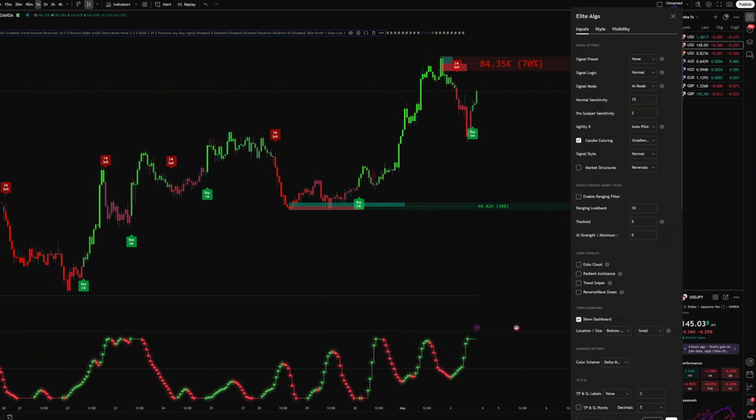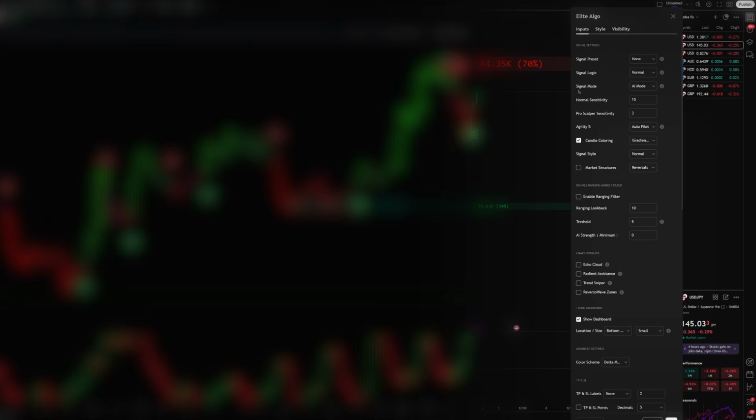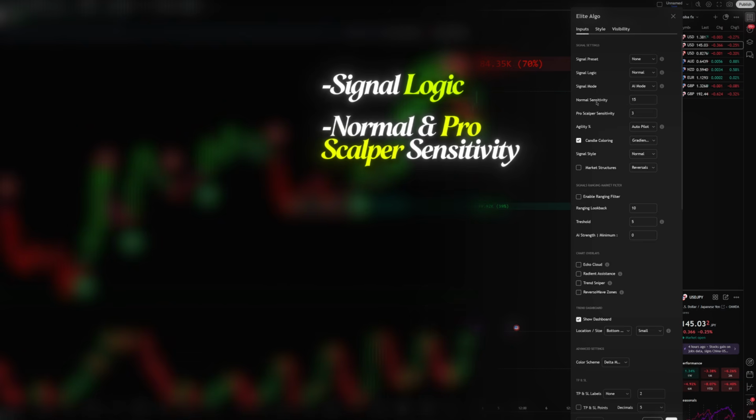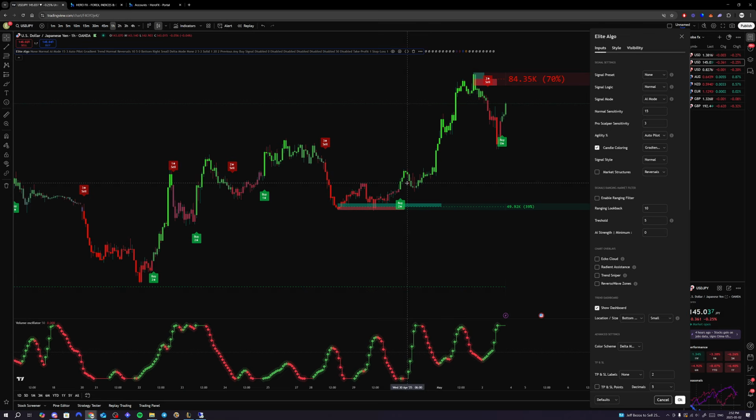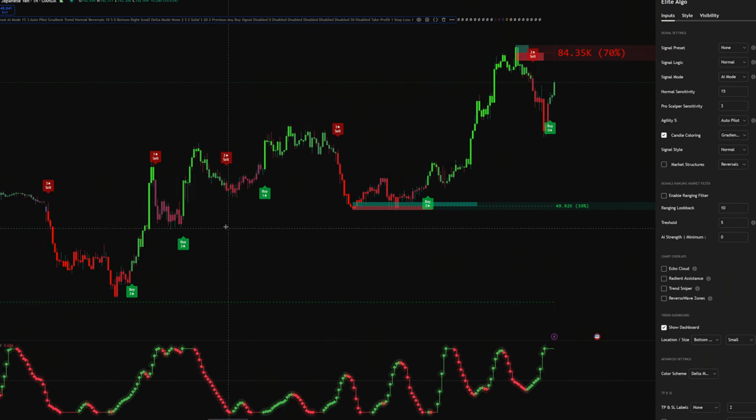Okay, so how do I optimize Elite Algo to give me the best possible signals on my chart? There's a couple settings here that we can play with. We can play with the signal logic, which is either normal or pro scalper. We can play with the normal sensitivity or the pro scalper sensitivity if we select pro scalper up here. And we can also play with the agility right down here. Now, as we can see, I already kind of like what's happening over here, but let's try to go ahead and remove some false signals.